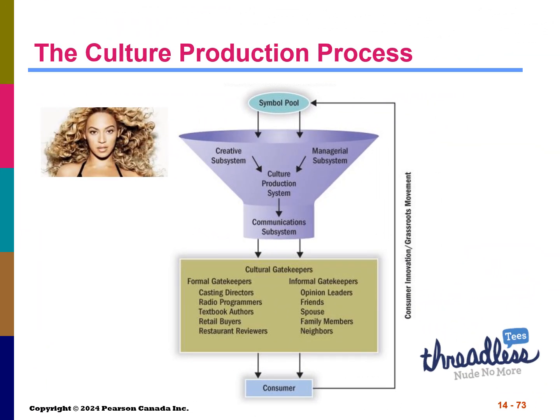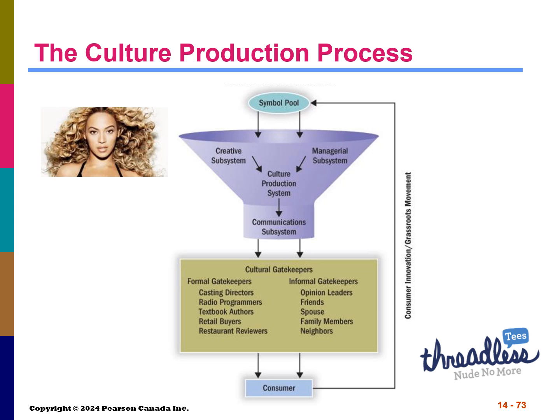So how do all of these elements work together in the cultural production process? Well, the creative subsystem generates new symbols or products, like Beyoncé's music. The managerial subsystem mass produces and manages distribution. For example, Columbia Records distributes Beyoncé's albums. The communication subsystem gives meaning to products and communicates to consumers, promoting Beyoncé's music and arranging appearances. Together, these subsystems make up the cultural production system.